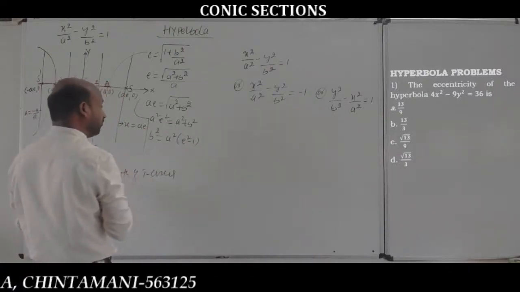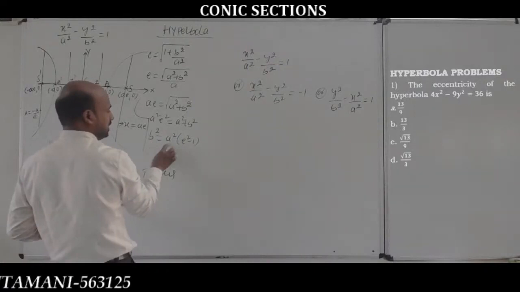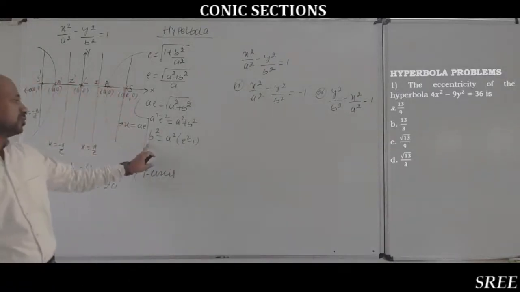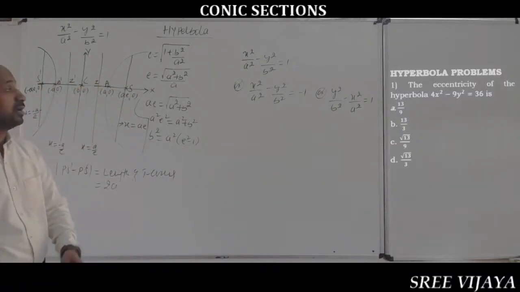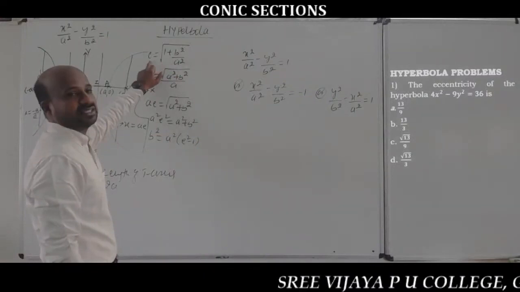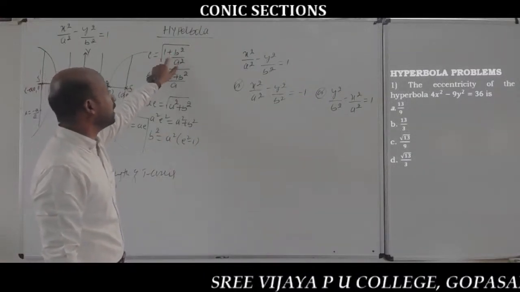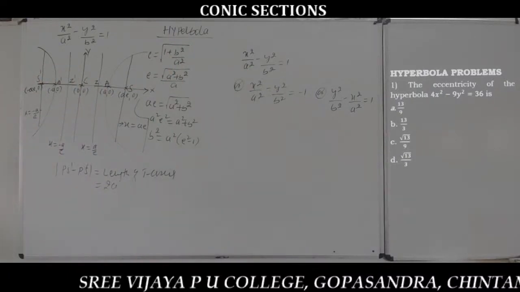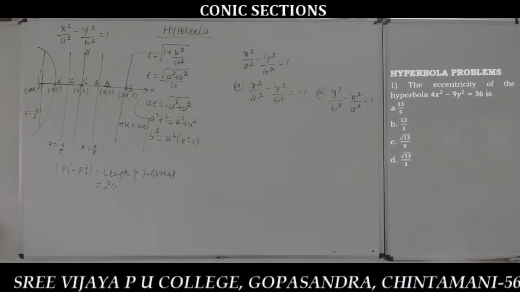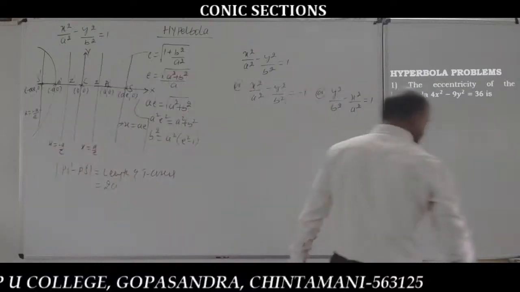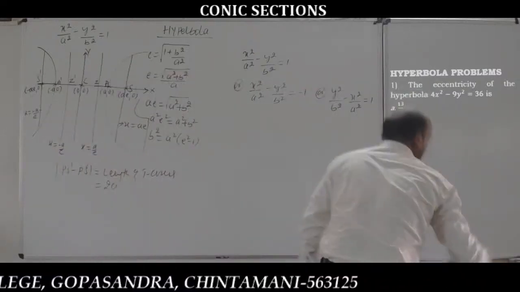So in case of ellipse, b square equals a square into 1 minus e square. In case of hyperbola, b square is equal to a square into e square minus 1. In case of standard form of equation of ellipse, eccentricity e is equal to root of 1 minus b square by a square, but in case of hyperbola it is root of 1 plus b square by a square. Okay, and now we shall discuss the properties of this hyperbola.